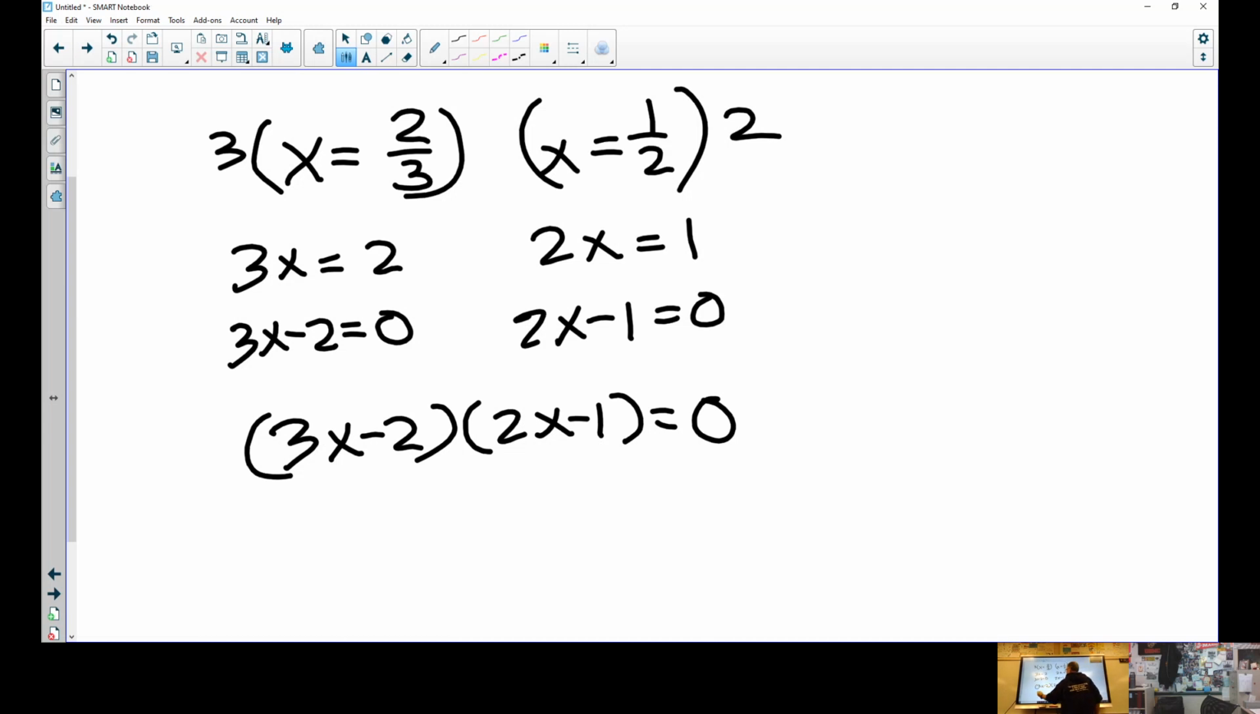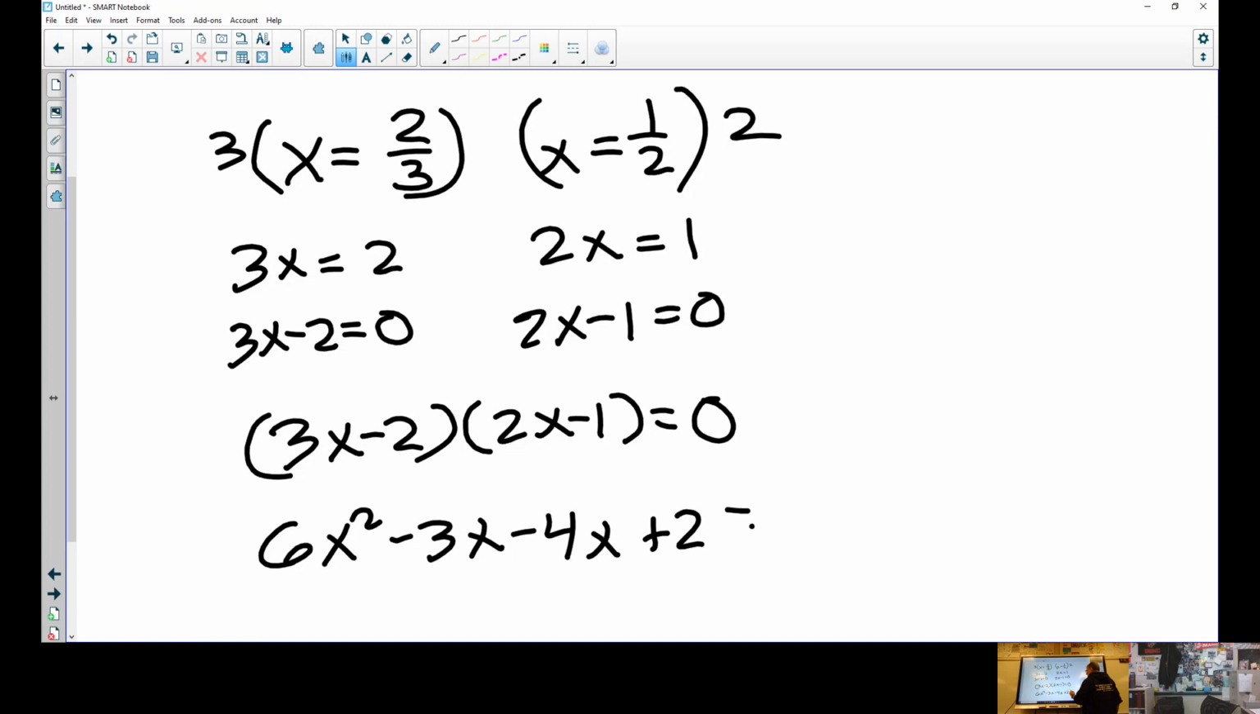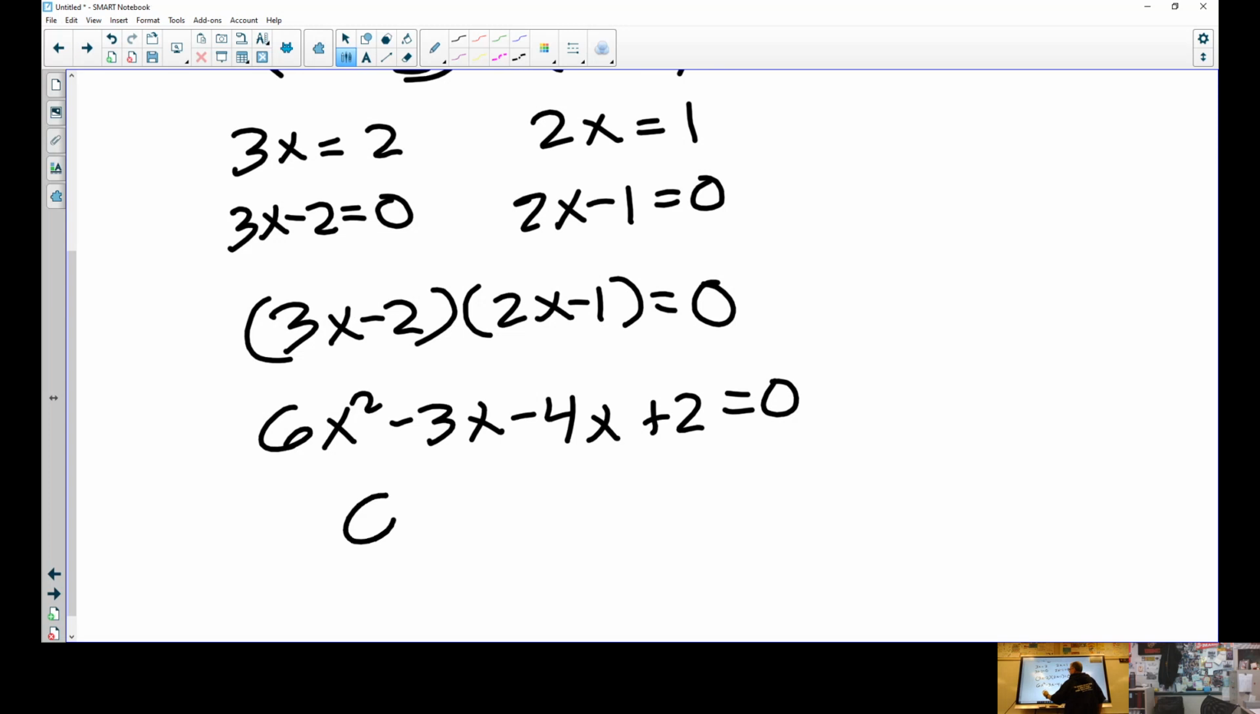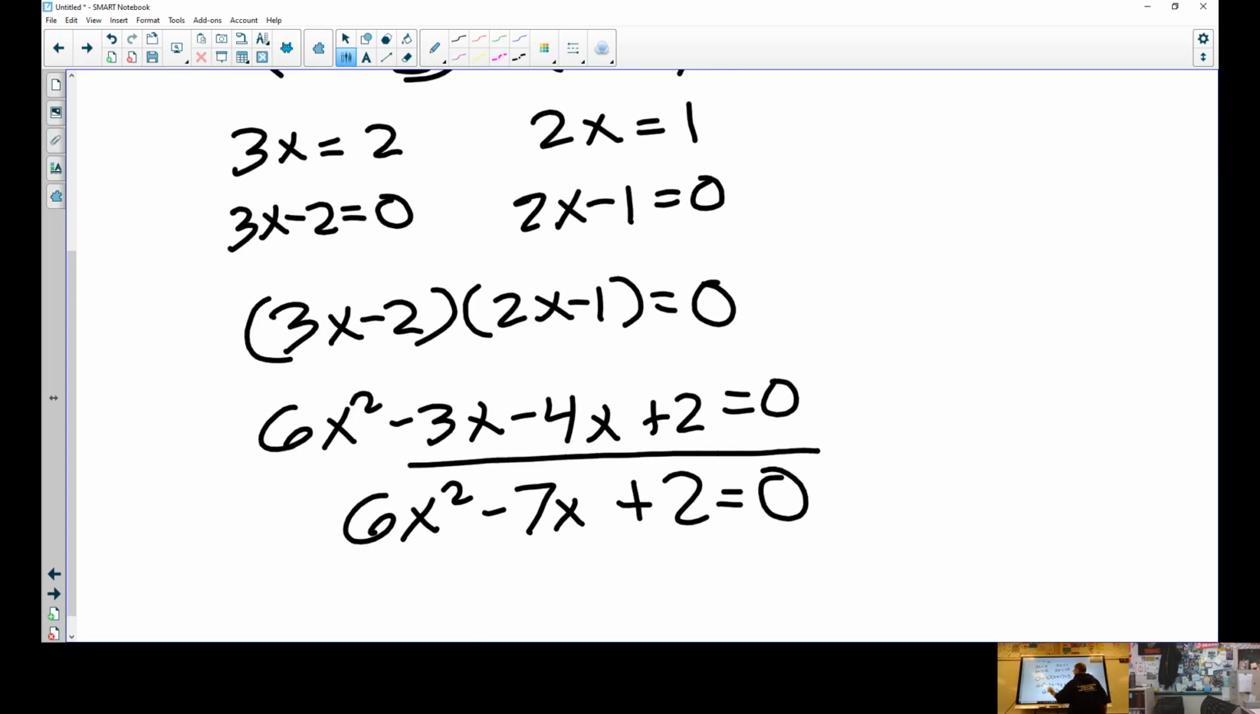And now we multiply. 3x times 2x is 6x squared. Outside would be negative 3x. Inside is a negative 4x. And last is a positive 2, right? And that's equal to 0. To finish, we have 6x squared minus 7x plus 2 equals 0, and we've got this done.